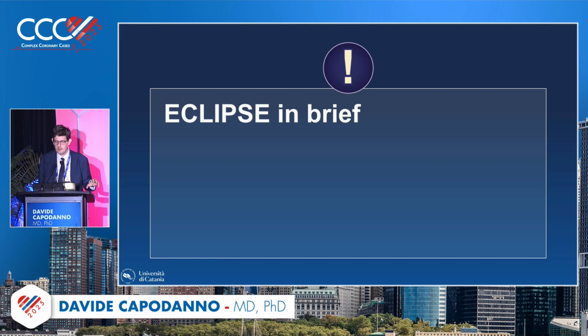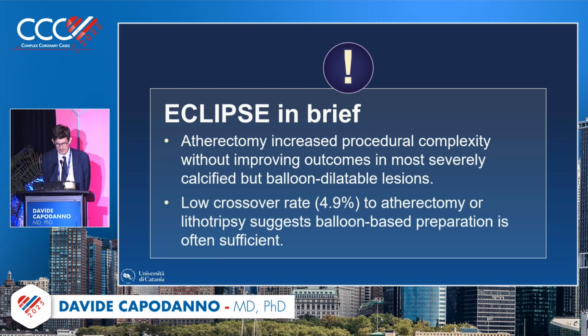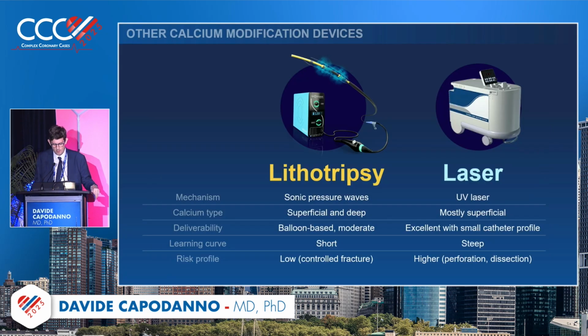Remember that the patients who were included in this study were amenable to both options. So these were not the patients that were intended only for rotational atherectomy. There are patients in whom we will continue to use orbital or rotational atherectomy, and they are not candidates for ballooning. So atherectomy, in this case, increased procedural complexity without improving outcomes in most severely calcified but balloon-dilatable lesions. So if you can use a balloon, use a balloon. And it's also relevant that in this study there was a very low crossover rate, 4.9%, to atherectomy or lithotripsy, which suggests that balloon-based preparation was sufficient in most of the cases, if not all of them.